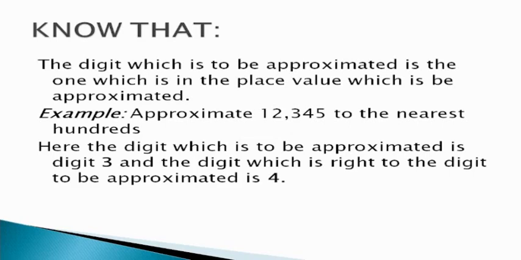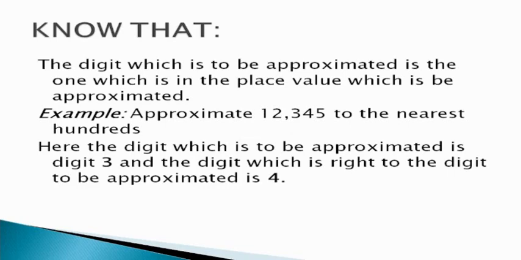12,345 to the nearest hundreds. So here you have to identify which digit is to be approximated. The digit which is to be approximated is digit 3, because the question says approximate 12,345 to the nearest 100. So the digit to be approximated is 3 because it is the one which is in the place value of hundreds. So the digit to be approximated is the one in the place value you have been asked to approximate to.